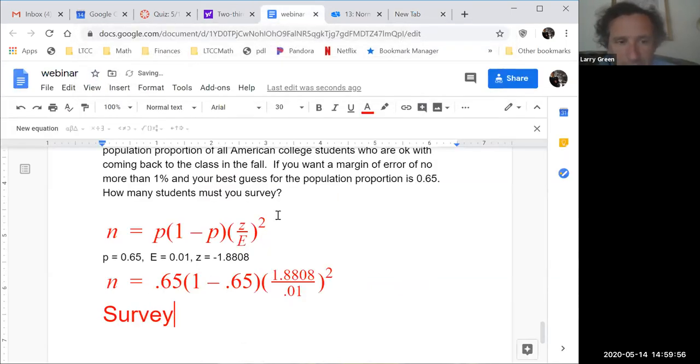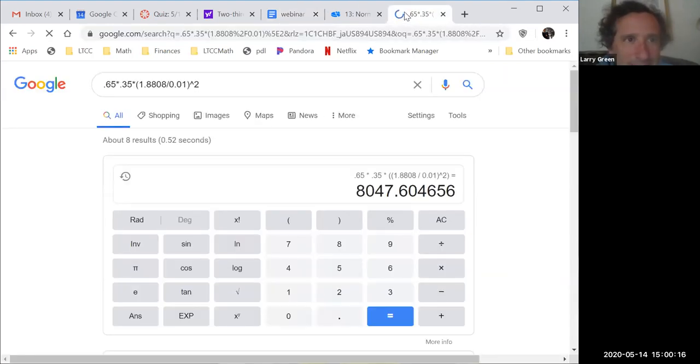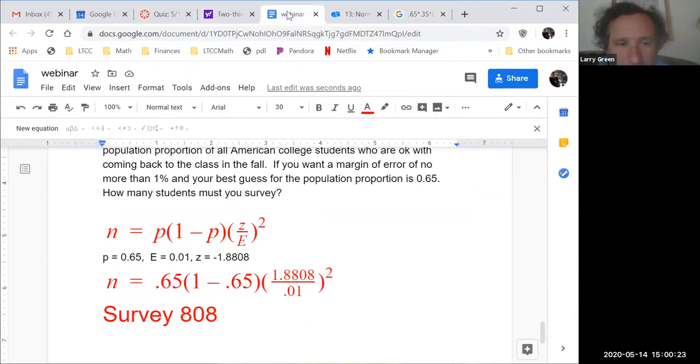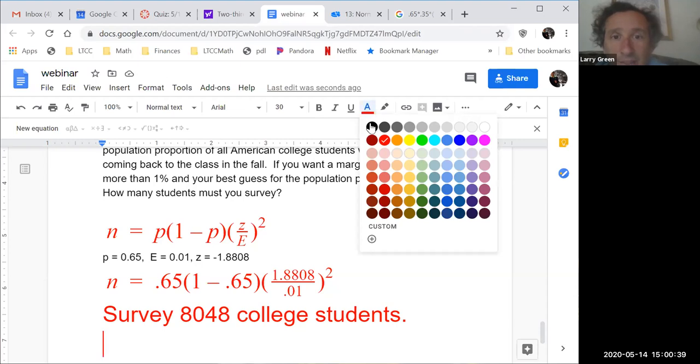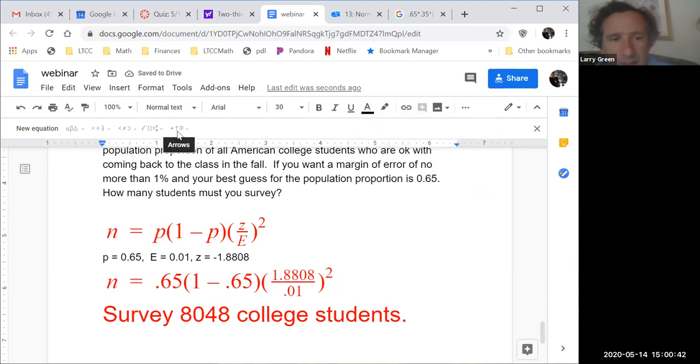So survey 8048 college students. 8048. We'll get there, I promise. The margin of error is 0.25. So 8048. Any questions at all on how this worked? Any questions on what we got here?